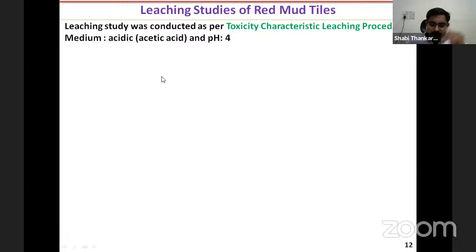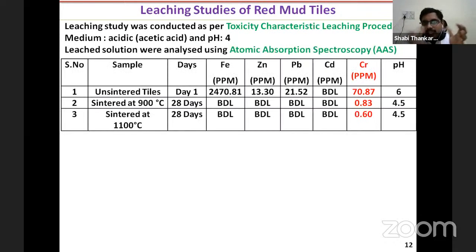And then, why are people not using such industrial waste for any building application, and why is it put to the side? One thing is the leaching of heavy metals. For example, you can see here before sintering the tiles, the lead and chromium are leaching a lot, which is much above the permissible limit.